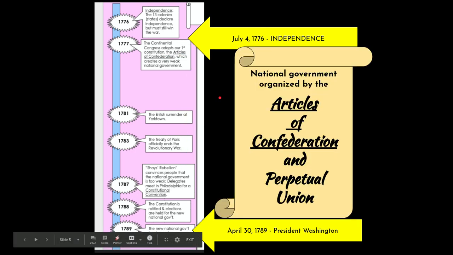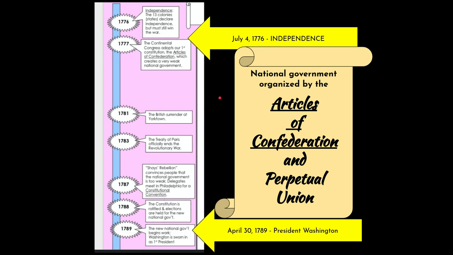Well, we have a different national government. We have a national government that is set up and organized by a different constitution, a constitution that was called the Articles of Confederation and Perpetual Union. Although we're just going to go with the name Articles of Confederation, even though Perpetual Union is a great part of the name as well, because perpetual means like forever, never ending, perpetual.